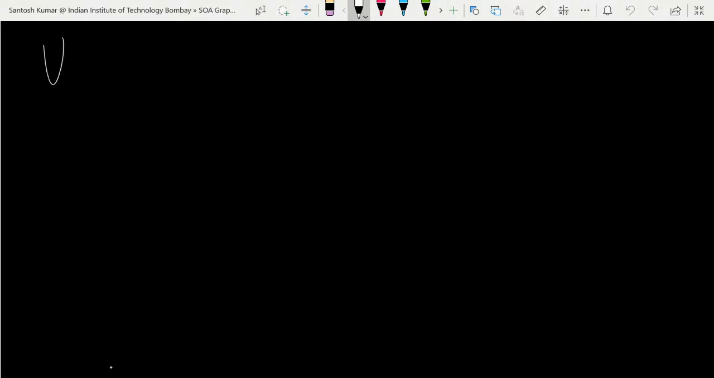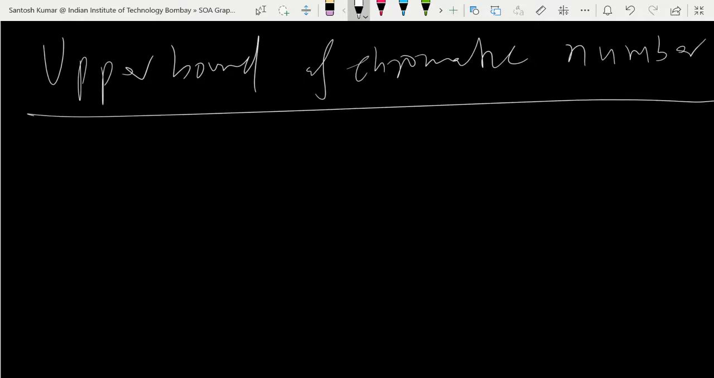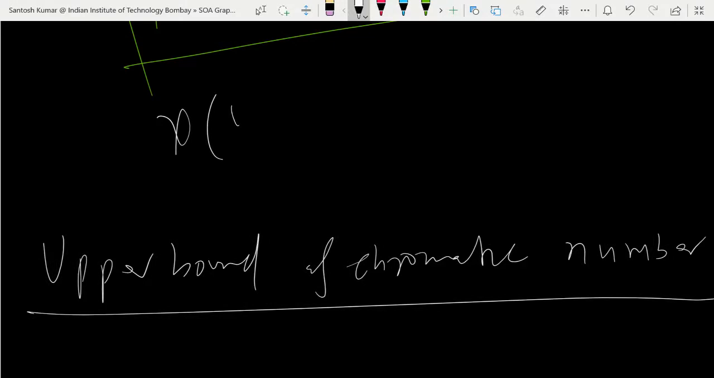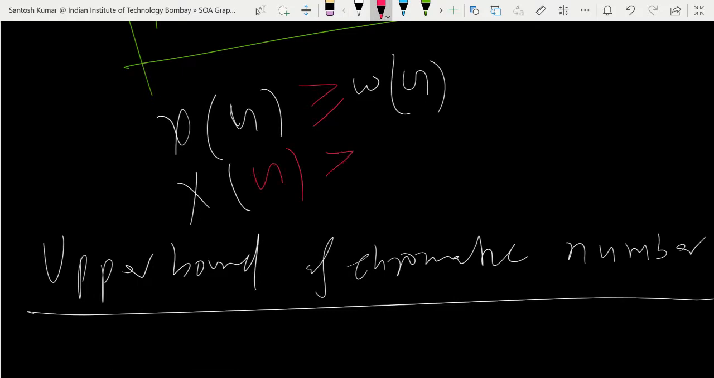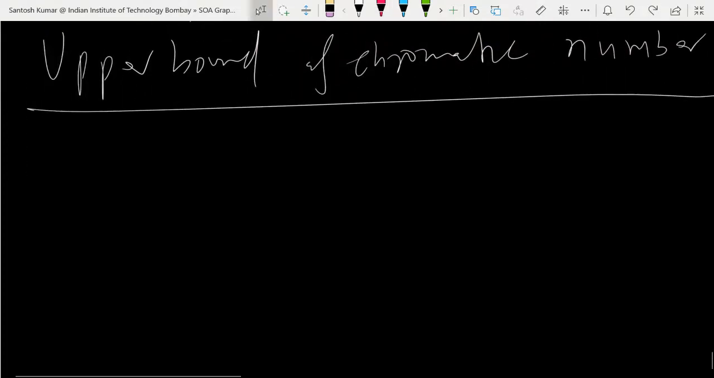So now we'll have to discuss the upper bound of chromatic number. We have already seen the lower bounds of chromatic number. There were two lower bounds: chromatic number is more than or equal to clique number, and more than or equal to order of graph upon independence number. So these were the two lower bounds of the chromatic number. Now we want to discuss the upper bound of a chromatic number.